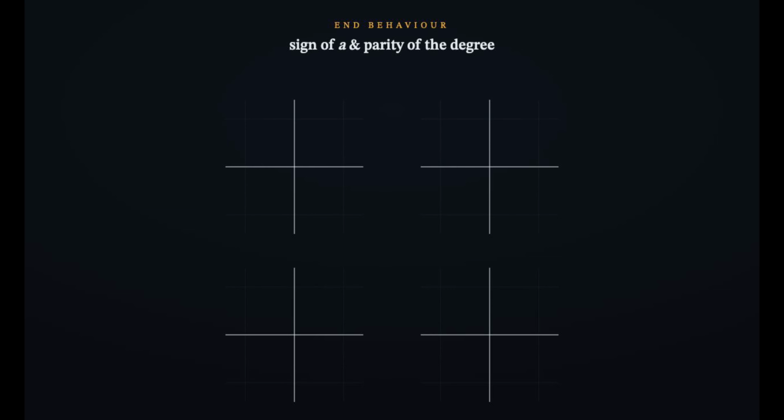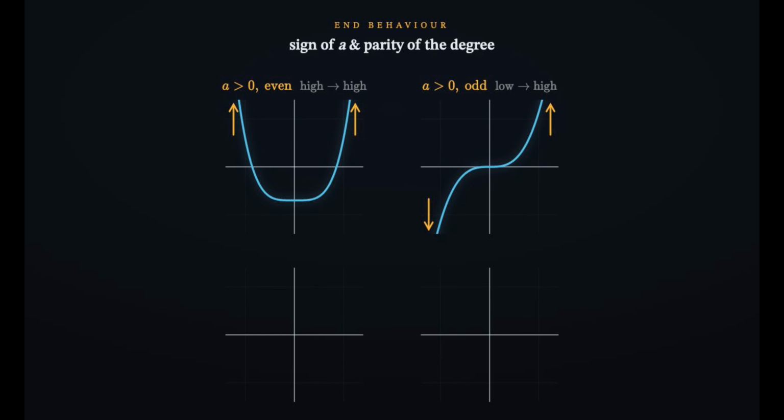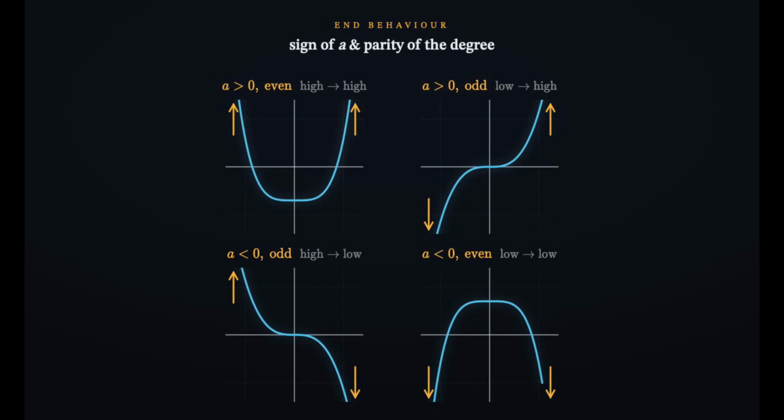The end behavior depends on the sign of the leading coefficient and whether the degree is even or odd. If the leading coefficient is positive and the degree is even, then we start high and end high. If the leading coefficient is positive and the degree is odd, then we start low and end high. If the leading coefficient is negative and the degree is odd, then we start high and end low. If the leading coefficient is negative and the degree is even, then we start low and end low.